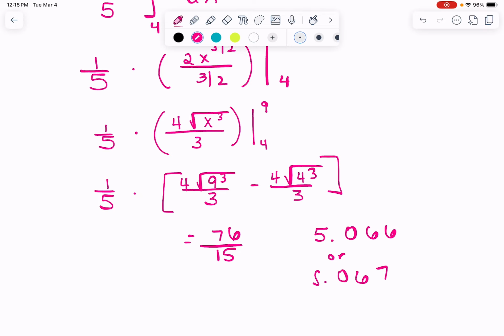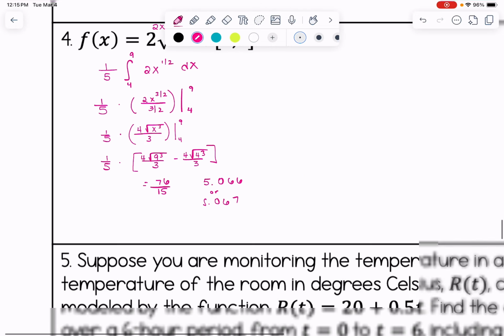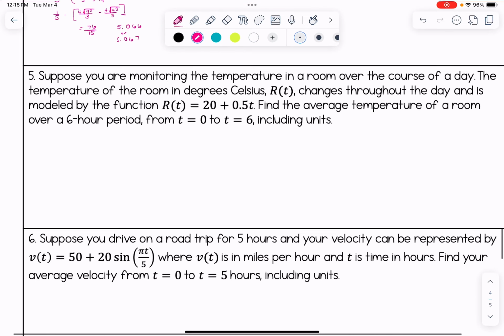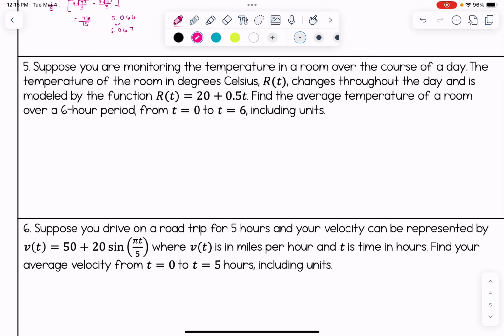All right, let's try an average value problem that's a little bit different because it's more of an application question. We're looking for like a real life scenario. So it says, suppose you are monitoring the temperature in a room over the course of a day. The temperature of the room in degrees Celsius, R of T, changes throughout the day and is modeled by the following function. Okay, so R of T equals 20 plus 0.5 T. We're going to find the average temperature of a room over a 6-hour period from T equals 0 to T equals 6, and we're going to include units in there.